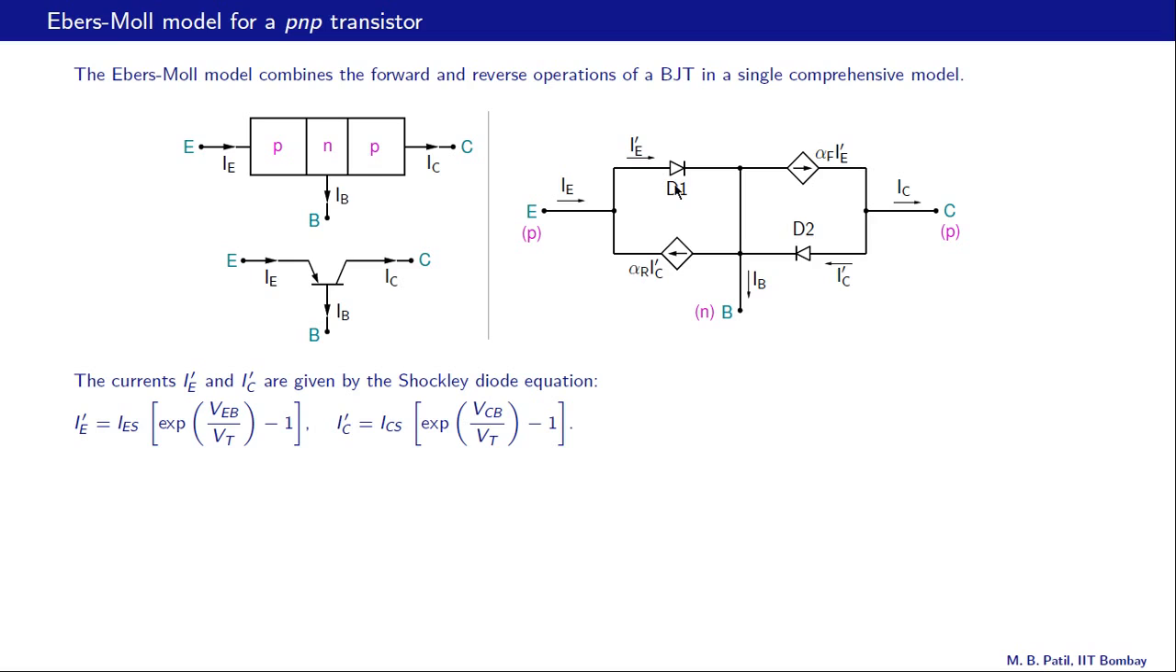So we have this current, that current. If we know this current, we know this current as well, because alpha F is also known. If we know IC prime, we know this current as well. And so we know all of these four currents, and we can then write a KCL at the base node to obtain IB.